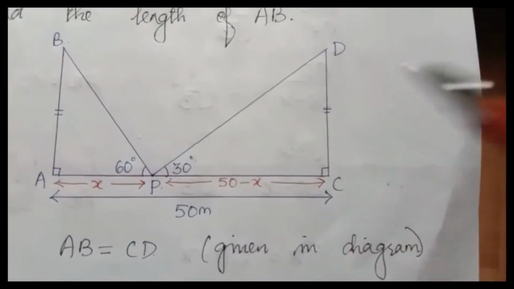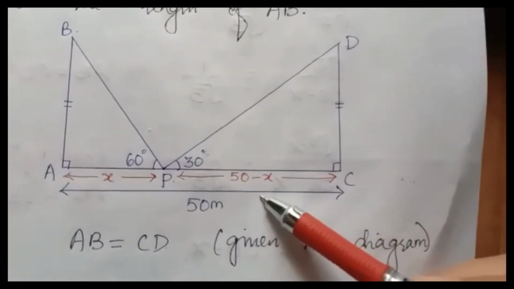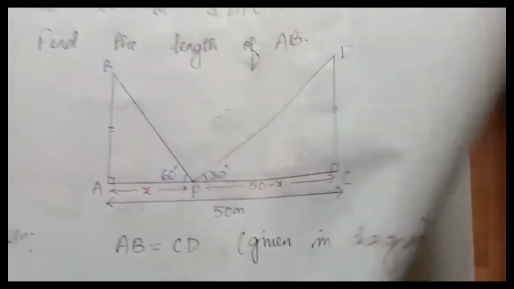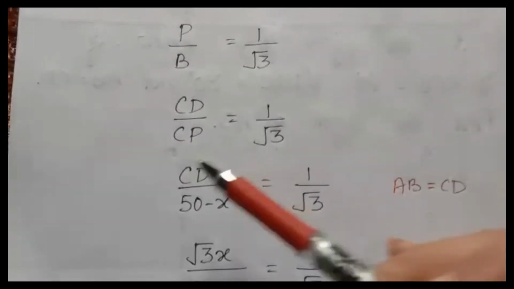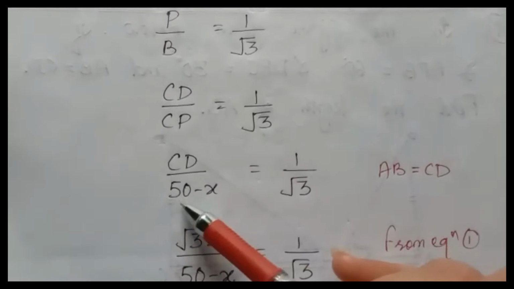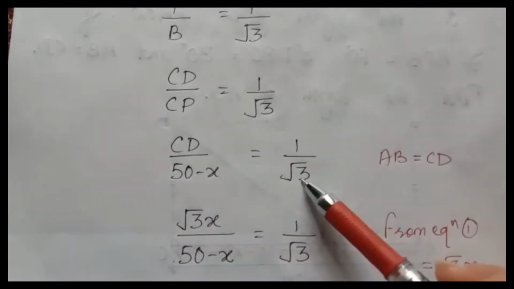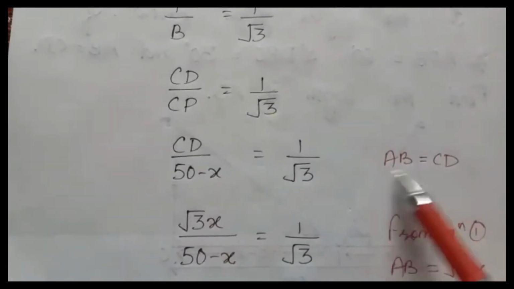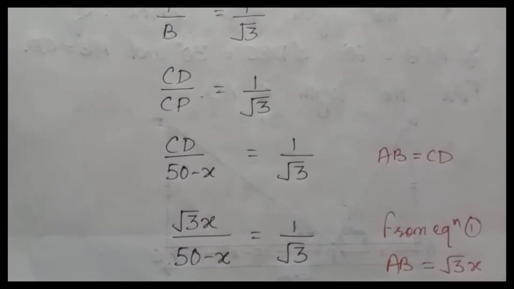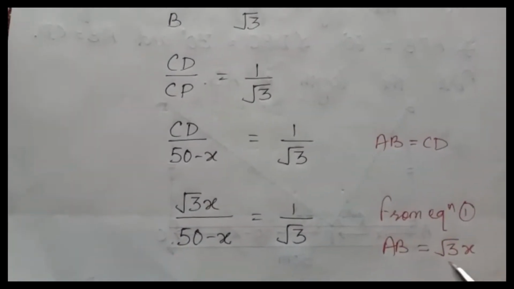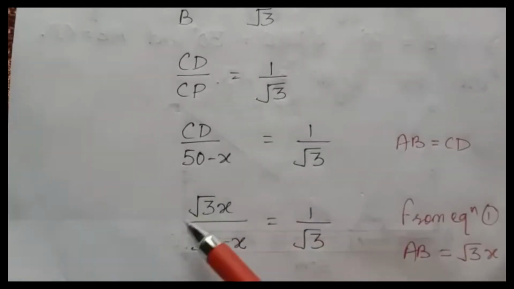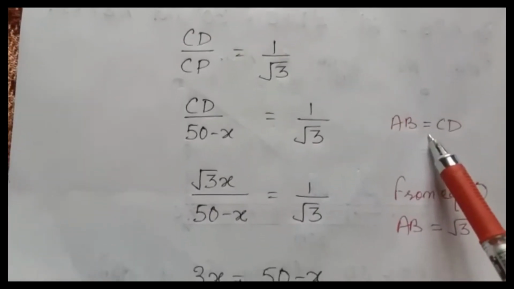Now you have to take this other triangle DCP. Again you have to use tan theta equals perpendicular by base. After using this you'll get this line. Now CP, we have taken 50 minus x, so CD by (50 minus x) is equal to 1 by √3. Now CD and AB are equal. It is already given in the question. So the value of AB we can put here. We got the value of AB as √3x. That value of AB we can put here because AB and CD are equal.